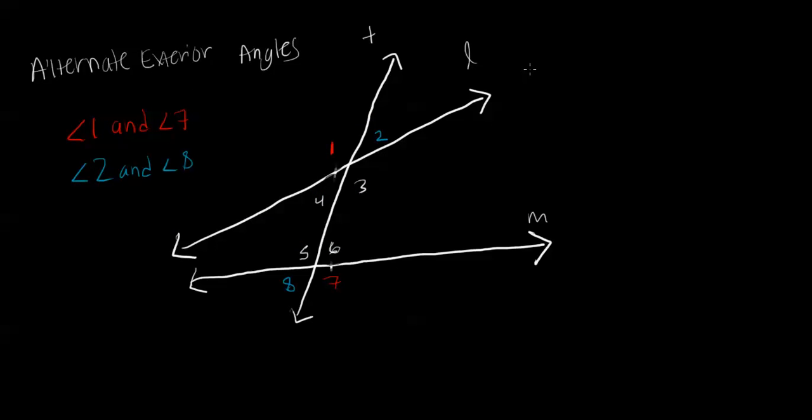Now we're going to look at alternate exterior angles. Alternate exterior angles are non-adjacent exterior angles that lie on opposite sides of the transversal. So first of all, because it says exterior, we know it's going to be angles 1, 2, 8, and 7. And because it's alternate, they're not going to be on the same side of the transversal. So angles 1 and 7 are alternate exterior angles, and angles 2 and 8 are alternate exterior angles. You want to memorize this list of angles because it will come into use later on.